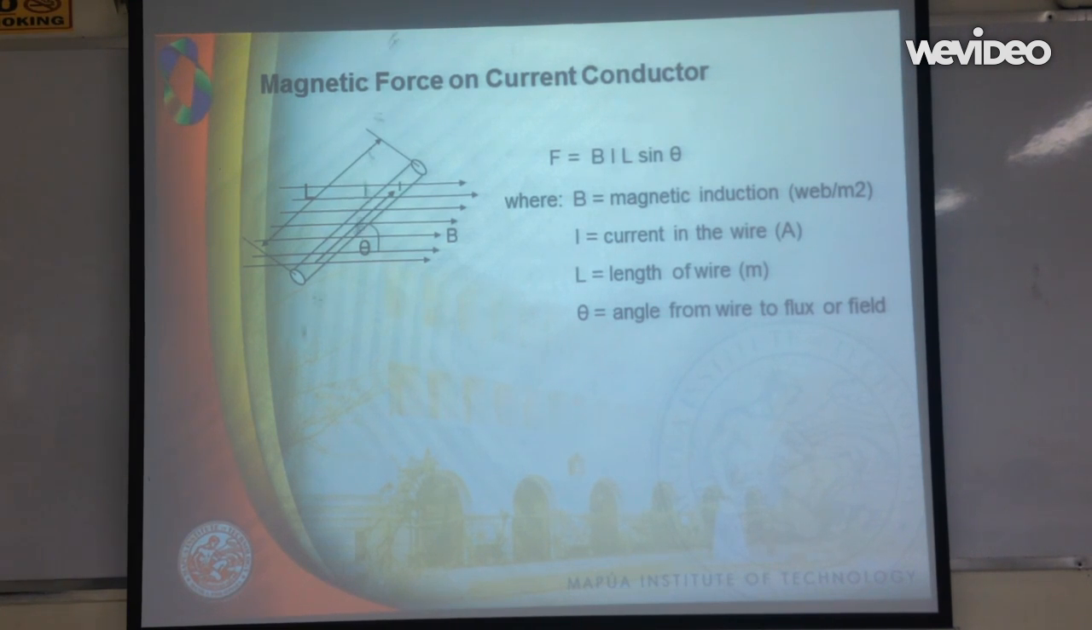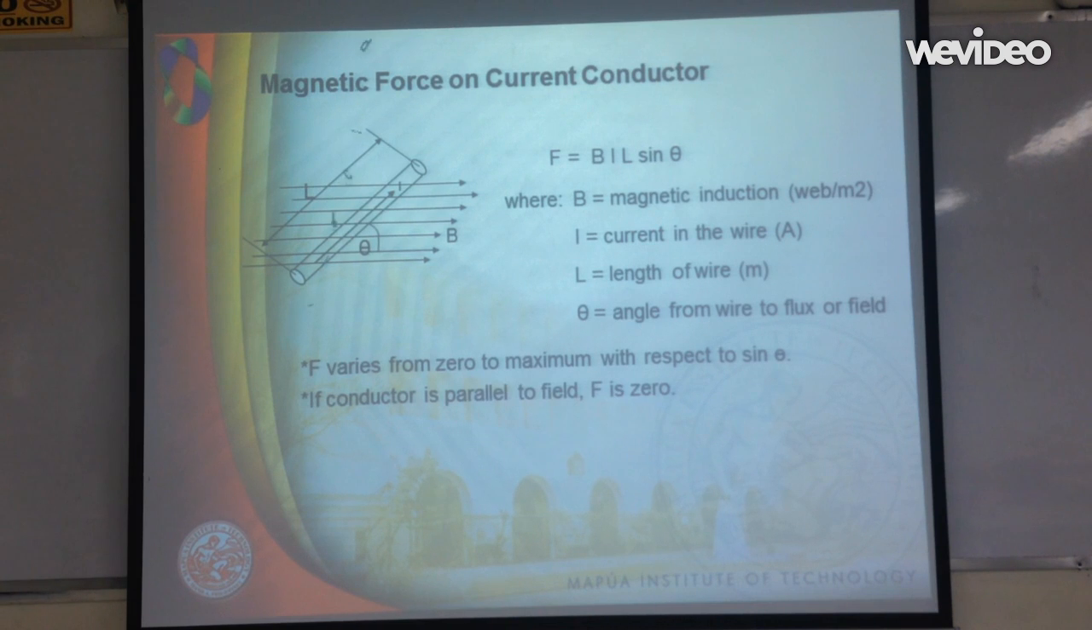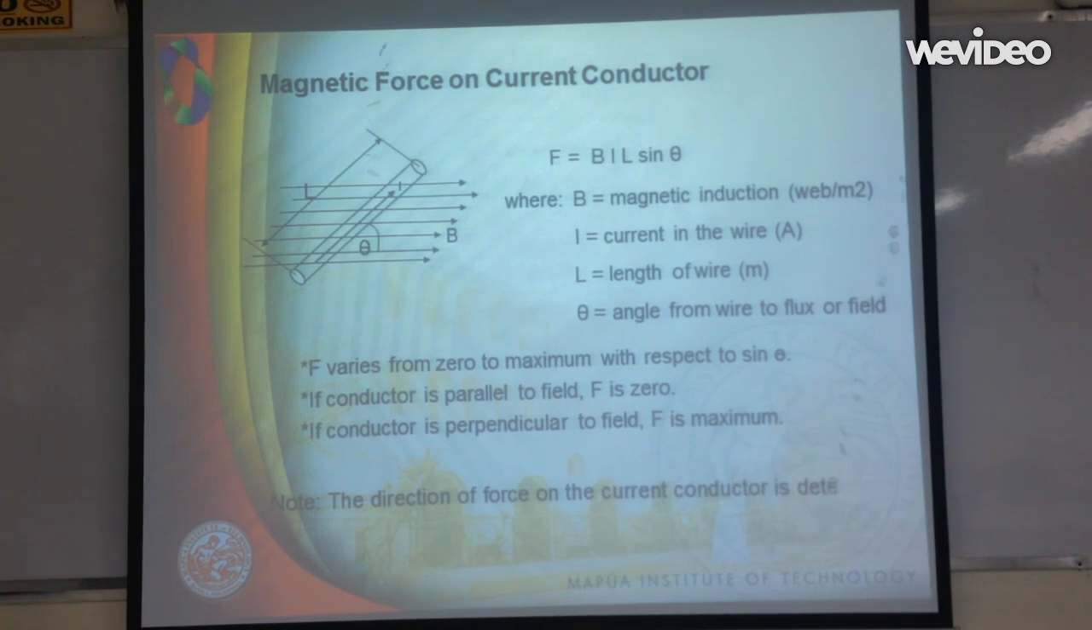Now if other factors like BIL I consider constant, then it follows that F varies from 0 to maximum with respect to theta. And the force will be 0 if the conductor is parallel to the field. And if the conductor is perpendicular to the field, the force is maximum, wherein the sine of the angle equals 1, with the equation what will be left will be BIL.